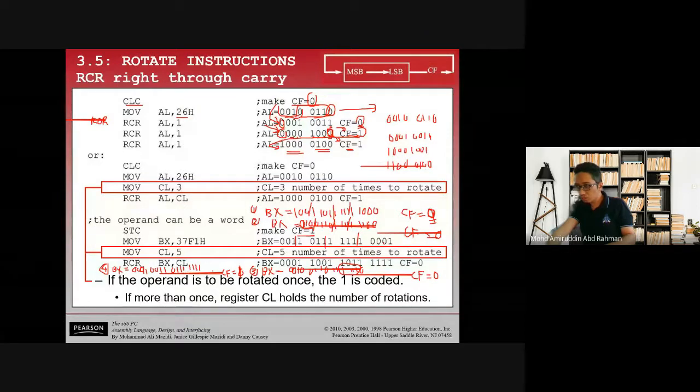So once we have that, one is brought to the front. So you have 100, zero and 1001, and you have 1011, and you have 1111. That's it. So only the front one is not correct. Others are correct. So the answer should be 1000, 1001, 1011, and 1111, and the CF is 1.